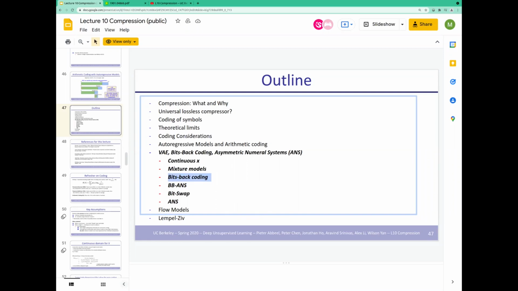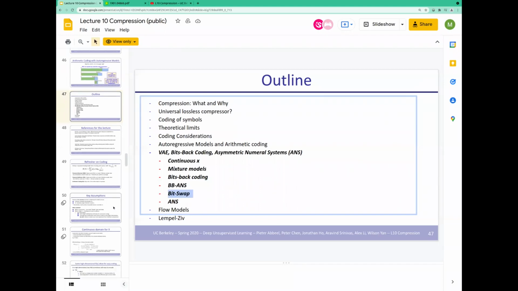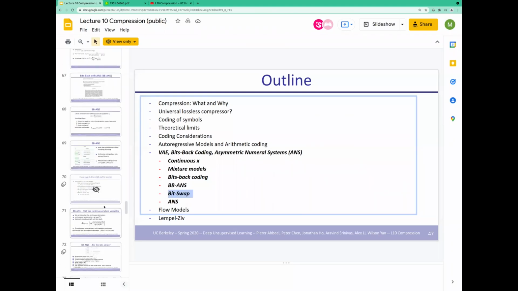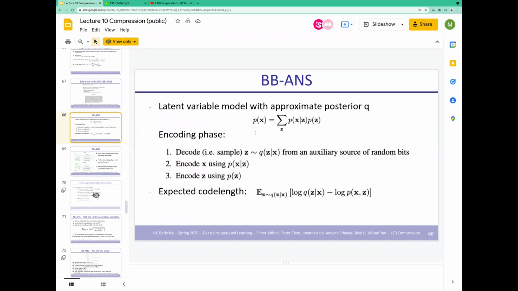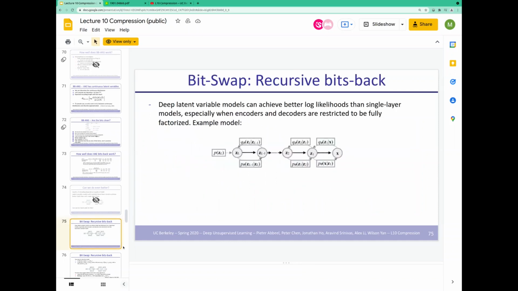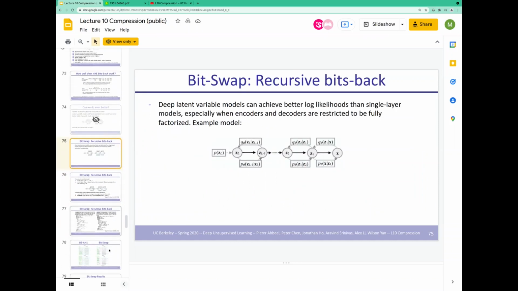Does the encoder and the decoder that they use for the bits back coding have multiple layers? Oh, on BitSwap they have multiple layers. I think they make multiple layers of the VAE, but in the normal one, I don't think there is. There's just one layer. Oh, okay. This one has multiple layers, and they say it performs better.